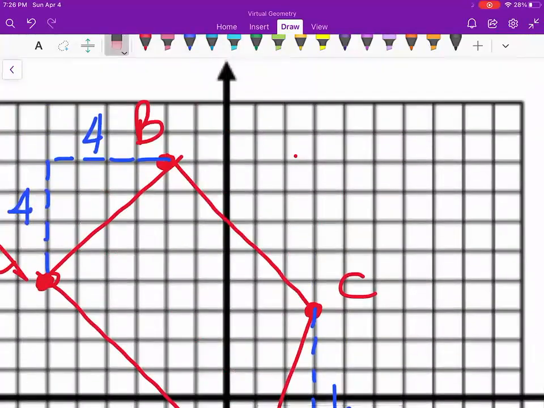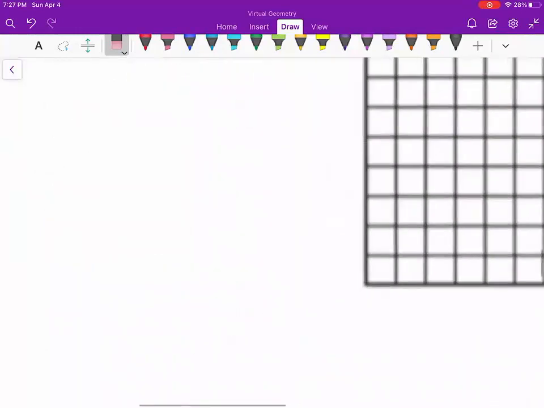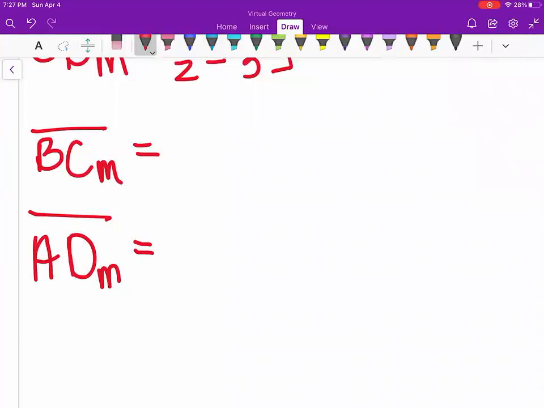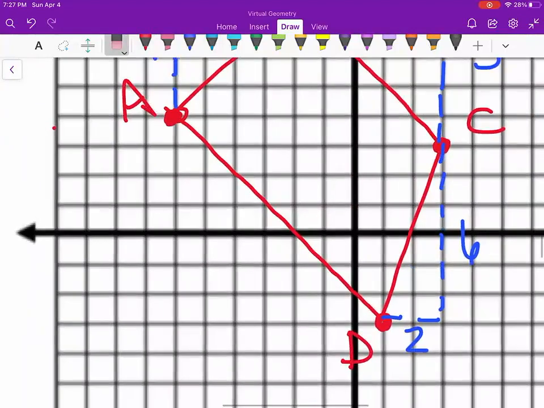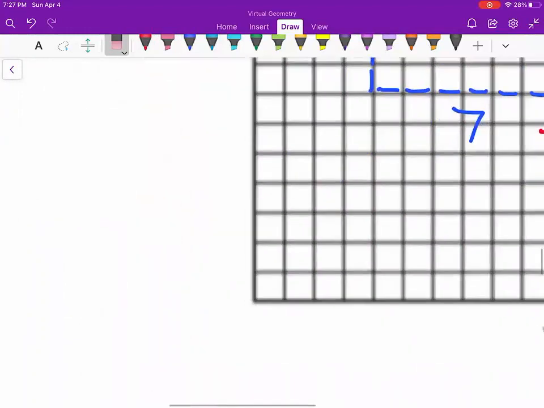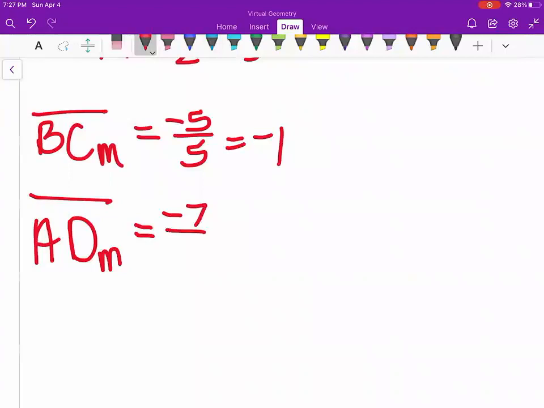So BC, again, I'm going to stick to outside of this figure. We've got to the right, 1, 2, 3, 4, and then down 1, 2, 3. Oh, I'm sorry, I didn't go over far enough. So 1, 2, 3, 4, 5, and down 1, 2, 3, 4, 5. And again, going down means negative. So -5 over 5 is a -1. Let's see the other one. A to D. Down 1, 2, 3, 4, 5, 6, 7, so -7 over 7, for a -1. So these are the same.